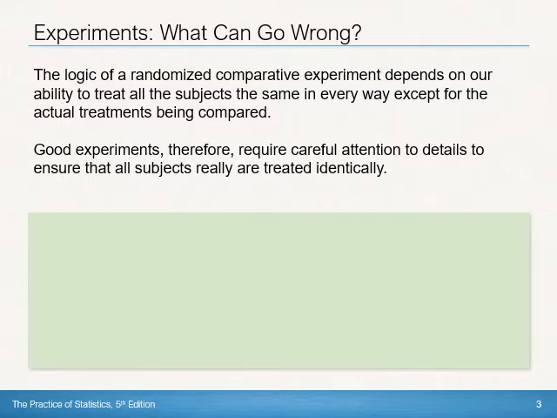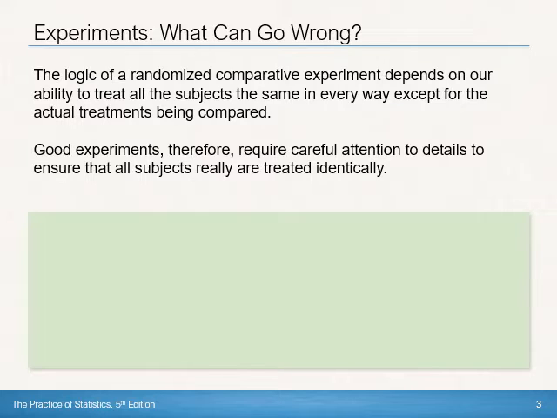All right, so when we do a randomized comparative experiment, the logic is to, first of all, treat everybody the same. So we want to minimize the confounding of variables, which we've talked about previously. We want everyone to be treated exactly the same. We want both treatment groups to be as identical as possible. And so then the only difference between the treatment groups will be the treatment.